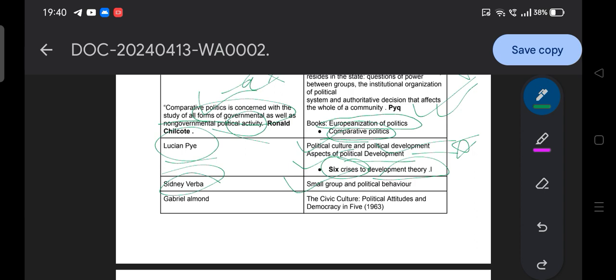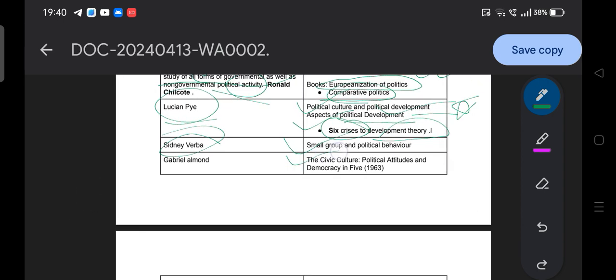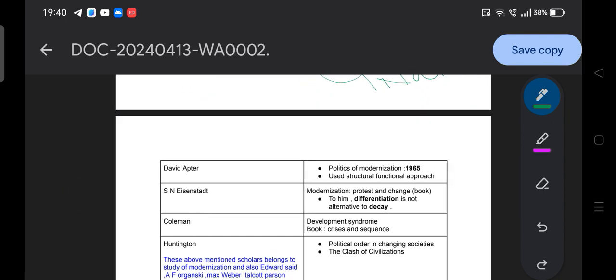It's an important book. Then Gabriel Almond wrote a book, The Civic Culture: Political Attitudes and Democracy in Five Nations, in 1963. Do remember that year; they can ask in which year The Civic Culture was written. So 1963. Moving to the next, David Apter, one of the important scholars of political modernization, wrote a book, The Politics of Modernization. A question was already asked. Now they can ask in which year.